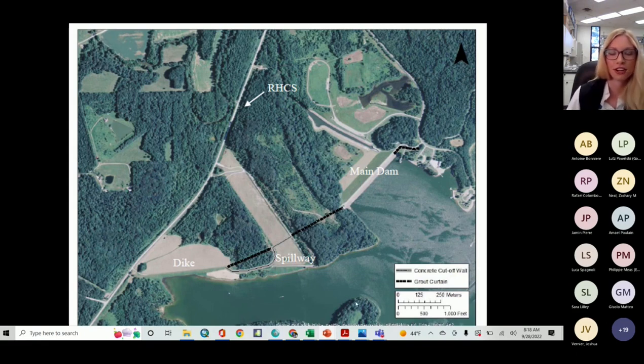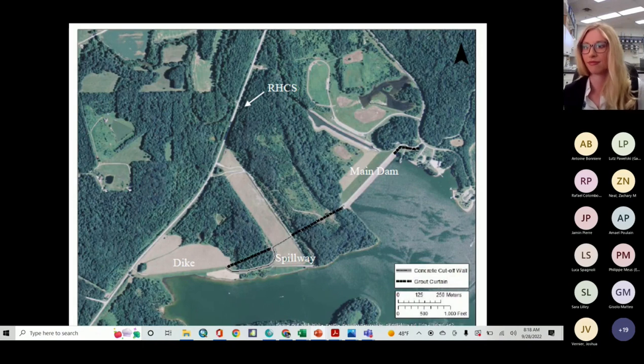This is an aerial view of the area. We have the main dam here, as well as some grout curtains and the abutments along the side. And here in the spillway, a concrete cutoff wall, and then some more grout curtain extending over to the dike region. Now, water leakage, as far as a water storage standpoint, was not the main concern here. Again, we were concerned with identifying any potential seepage pathways that could lead to internal erosion of the unconsolidated dam materials.